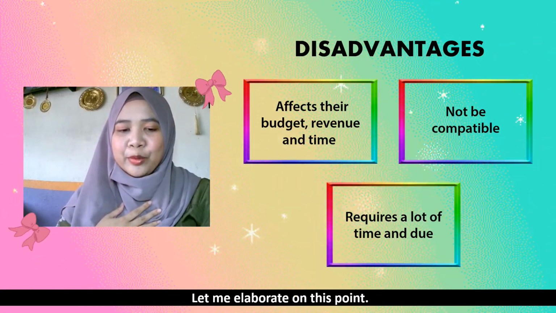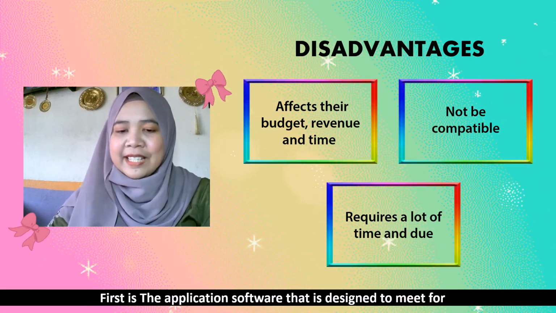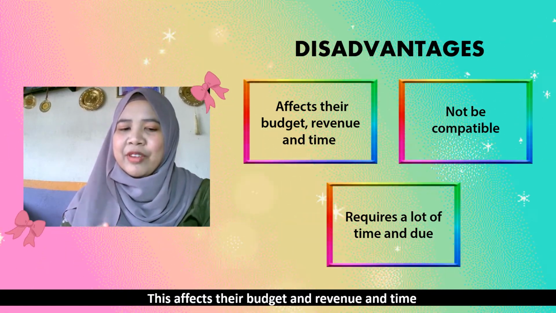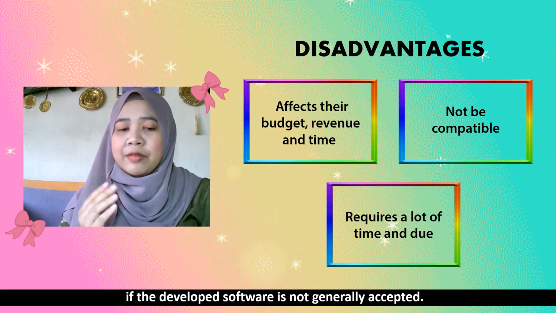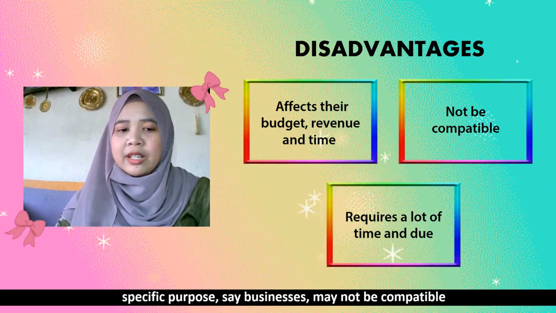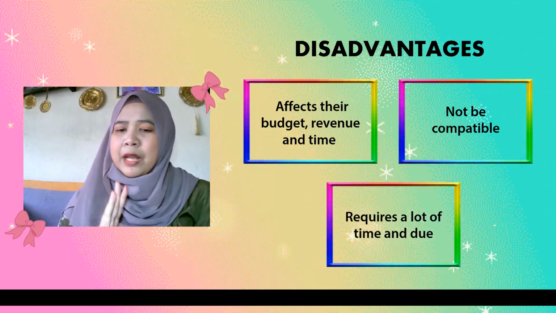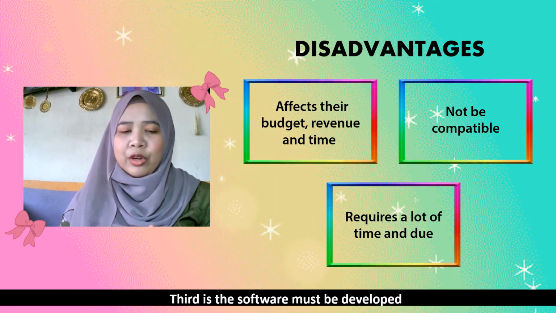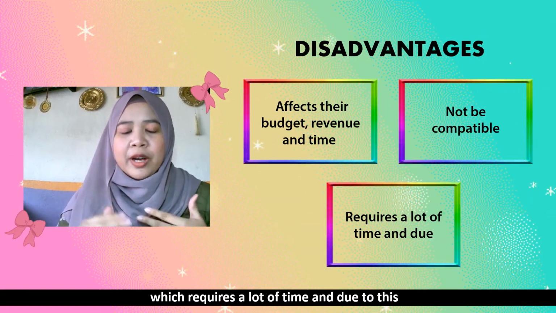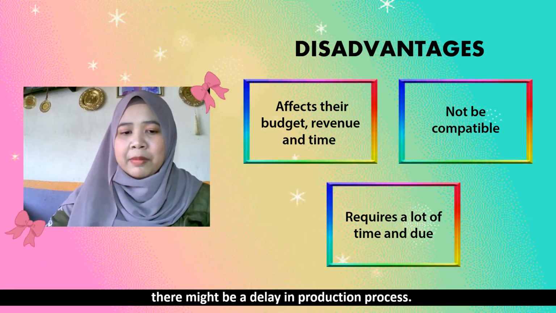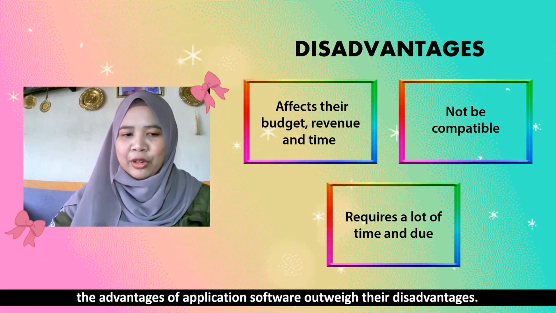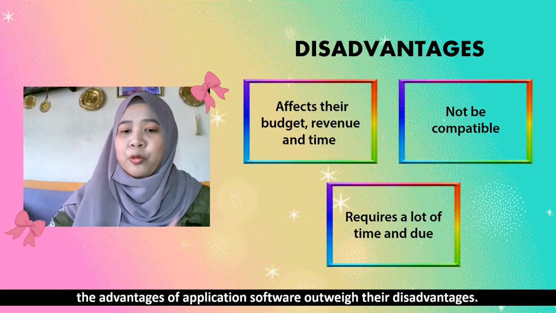Let me elaborate on the disadvantages. First, application software that is designed to meet a specific purpose will be costly for the developers to develop. This affects their budgets, revenue and time if the developed software is not generally accepted. Second, software designed for a specific purpose for some businesses may not be compatible with other general application software. Third, the software must be developed according to the requirements of the customer, which requires a lot of time, and due to this, there might be delays in the production processes. So there are a few disadvantages of application software. The advantages of application software outweigh their disadvantages.